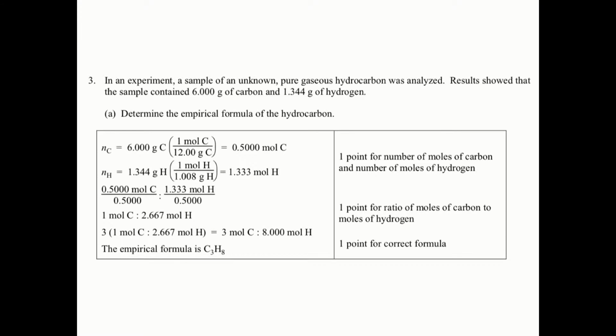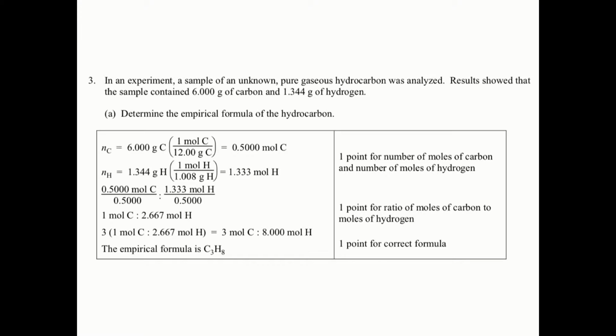So I need to figure out what I can multiply that by to get a whole number. And what you should realize is that if you multiply that by 3, you would end up getting a value that is very close to 8, and therefore we can round it to 8. So your empirical formula is C3H8. Okay? So you get 1 point for calculating the correct number of moles of carbon and hydrogen, 1 for the correct ratio, and then 1 finally for the correct formula.